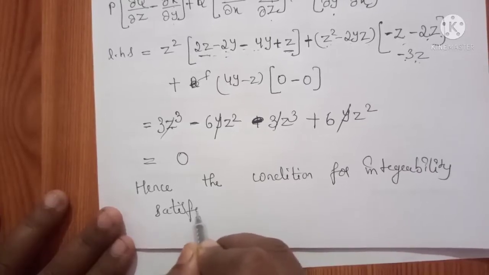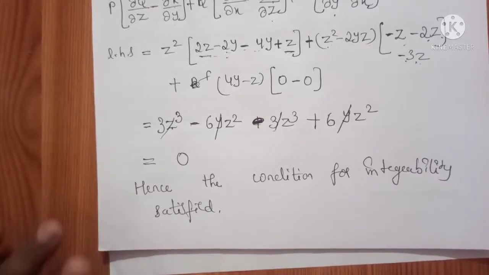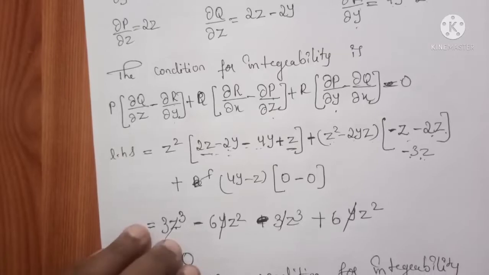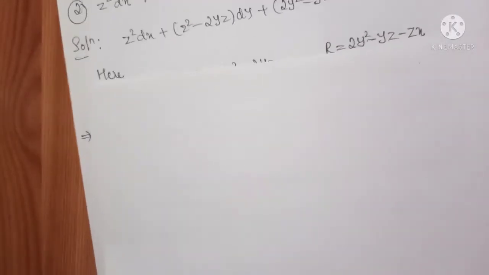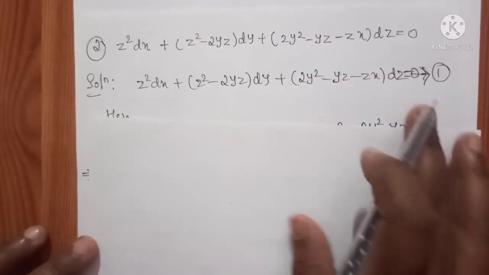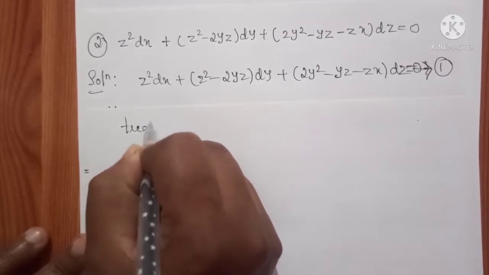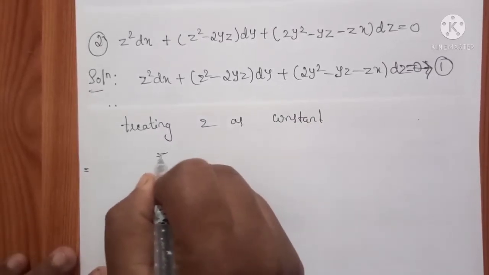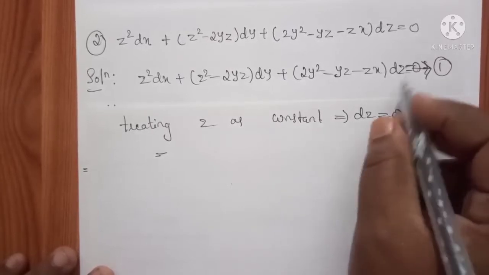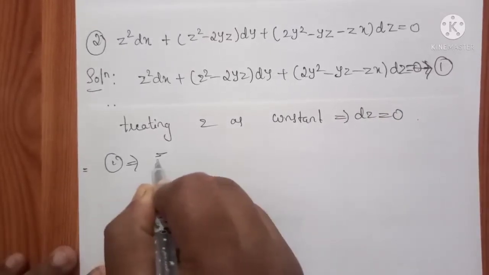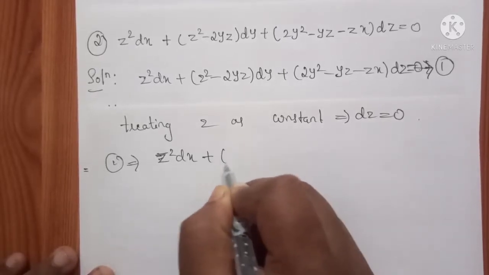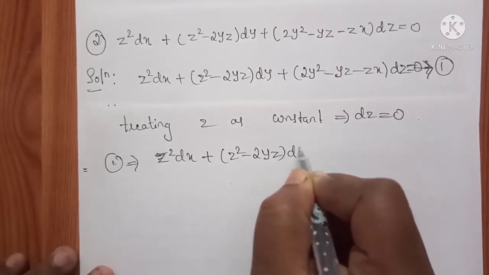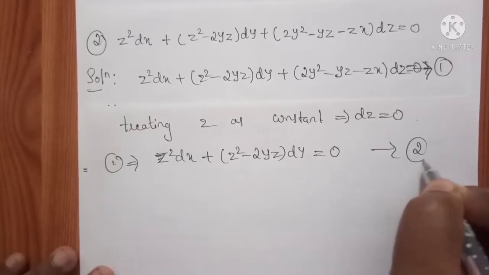Okay, now we go for the solution. Here also we use the same method, that is treating one of the variables as constant. In this example also we treat z as constant. So this is our given equation 1. Now treating z as constant, we get dz equals 0. So the given equation becomes z² dx plus (z² minus 2yz) dy equals 0. Consider this as equation 2.